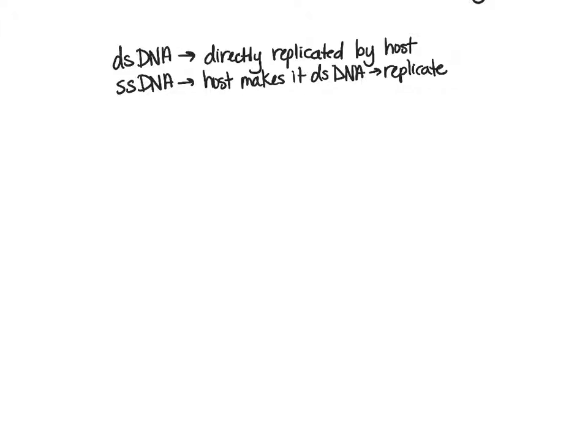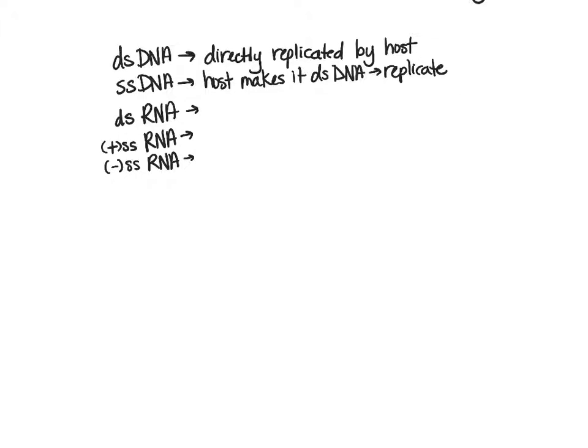Now, if we have an RNA virus, we can have 3 different types of RNA viruses. We can have double-stranded RNA. We can have single-stranded RNA, but it's a positive single strand, so positive single-strand RNA. Or we can have a negative single-strand RNA. So we have different ways that we're able to utilize the RNA viruses.